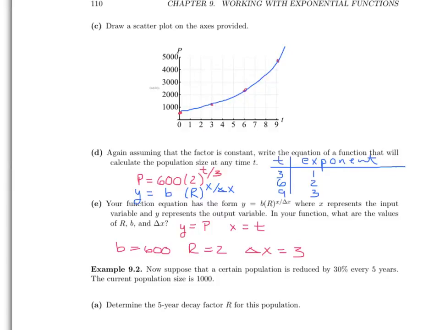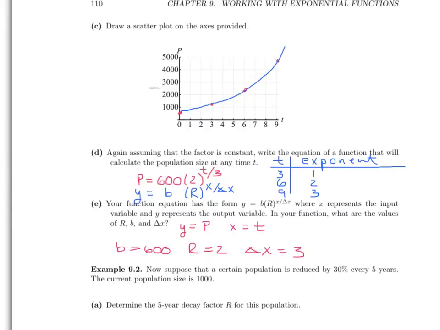You can see also that in general, the b value is always going to represent your initial amount, in this case 600. The r value is always representing the growth factor, and the delta x is always going to be representing the time period required for the quantity to grow by this factor. So this was one example of an exponential function.